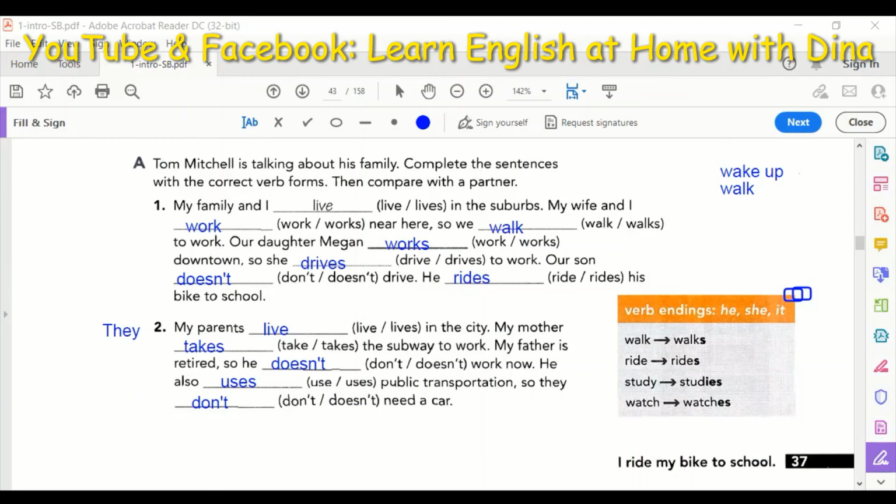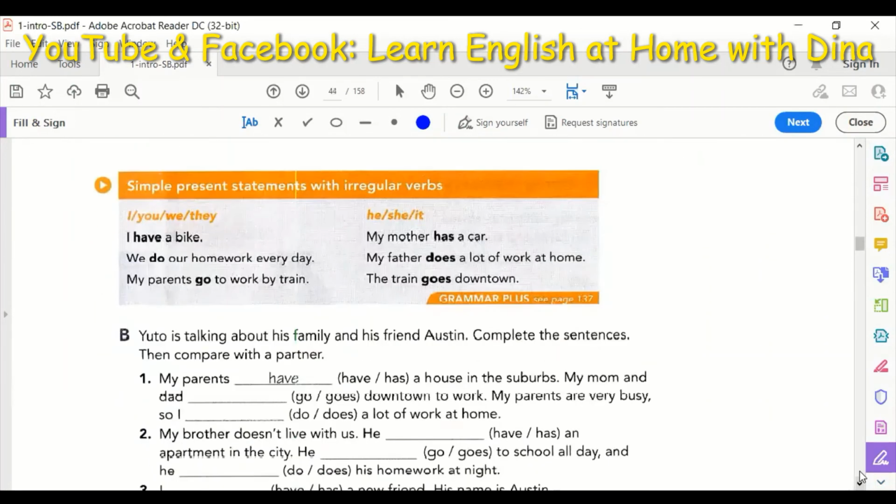Number 2. My parents live in the city. My mother takes the subway to work. My father is retired, so he doesn't work now. He also uses public transportation, so they don't need a car. Perfect. Thank you so much. That's really amazing.